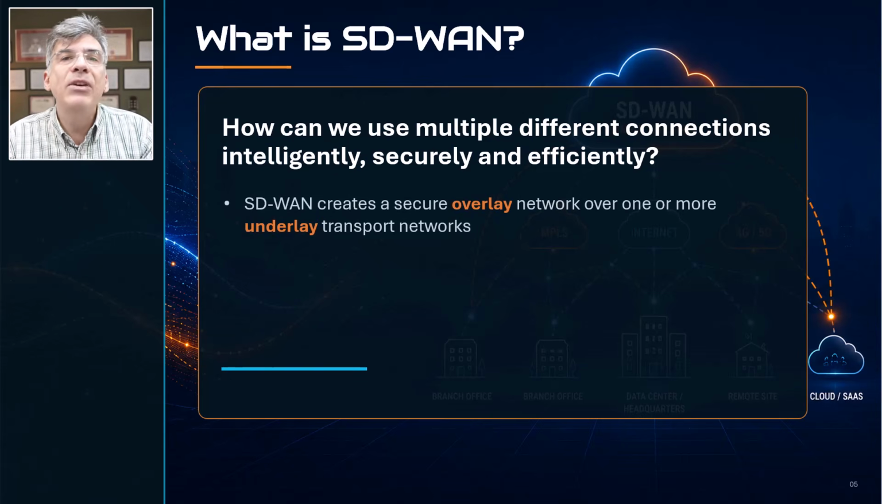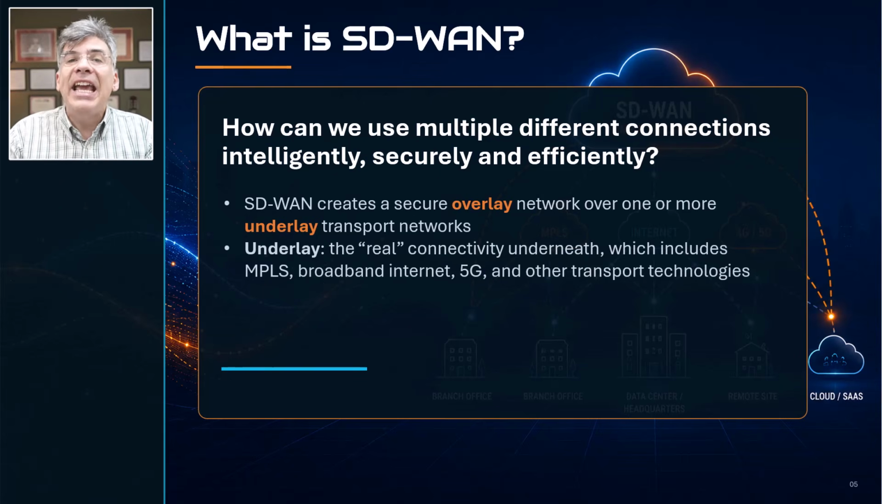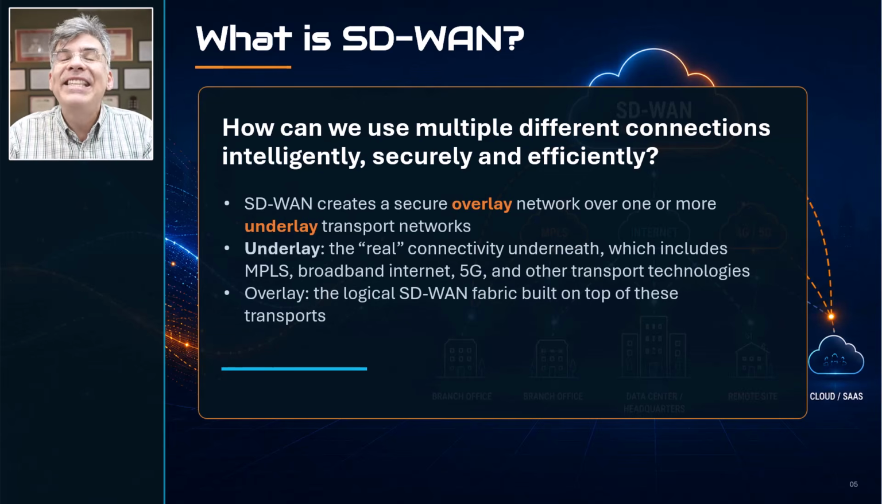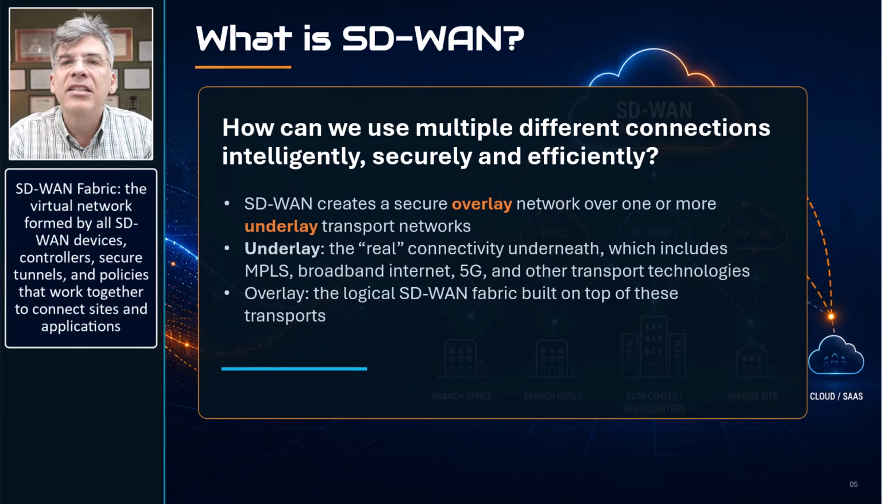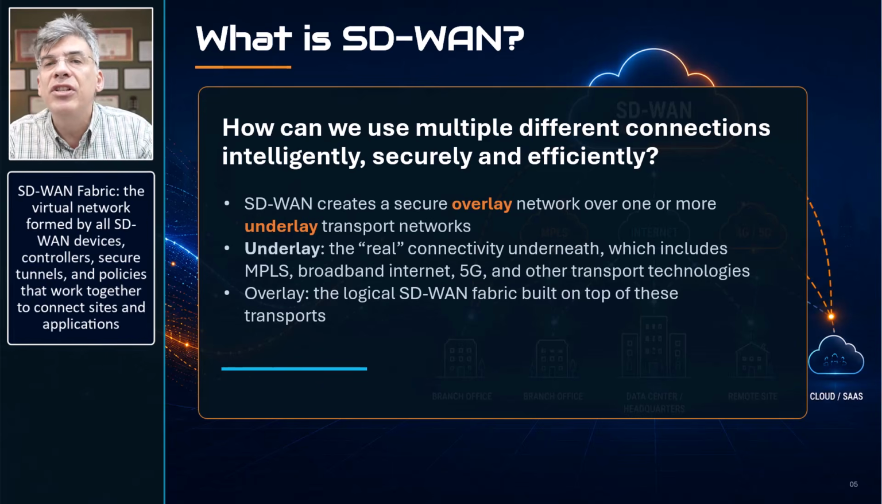At a high level, SD-WAN creates a secure overlay network over one or more underlay transport networks. Now, the terms overlay and underlay are fundamental to SD-WAN operation and understanding. The underlay is the real connectivity that exists underneath. This could be MPLS, broadband internet, LTE, 5G, or other transport technologies. The overlay is the logical SD-WAN fabric that is built on top of these physical transports. This overlay can use encrypted tunnels, centralized control, and policy-based decisions to connect sites together in a more flexible way.